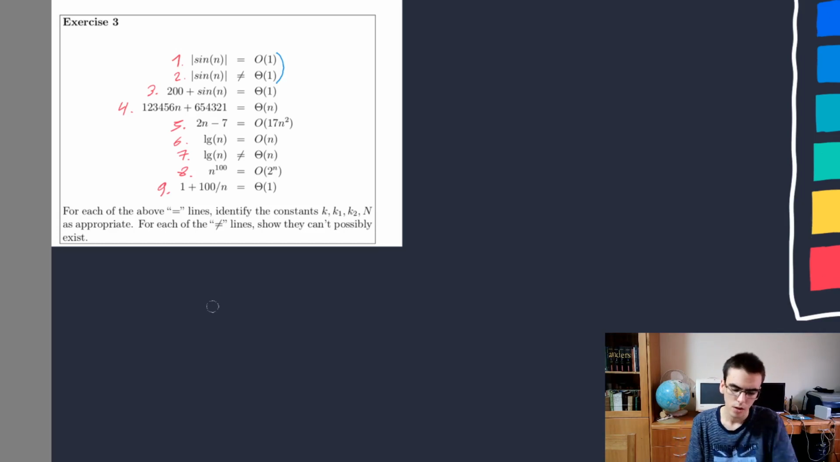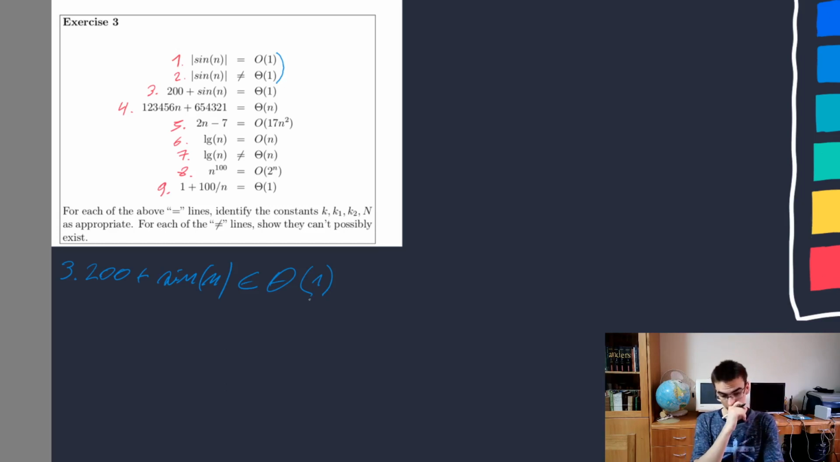Exactly. So, let's go to free. And what does free tell us? Free tells us that 200 plus sine of n is in big theta of 1. And now, there is a reason why this exercise is here.